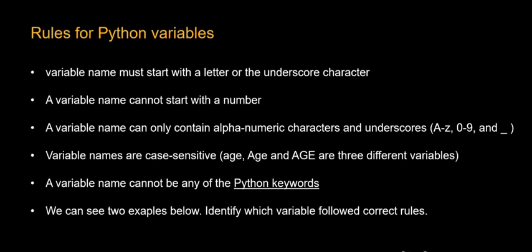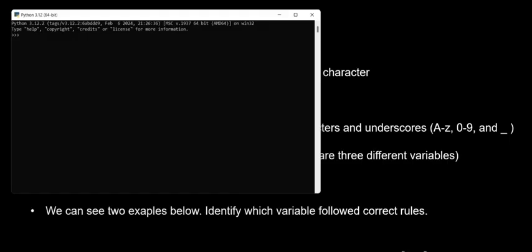Now we can see one example in the Python interpreter. I will take one example like myvar equals John, meaning I am assigning the string John to myvar. myvar is a variable with all small letters, so Python accepts this variable name.